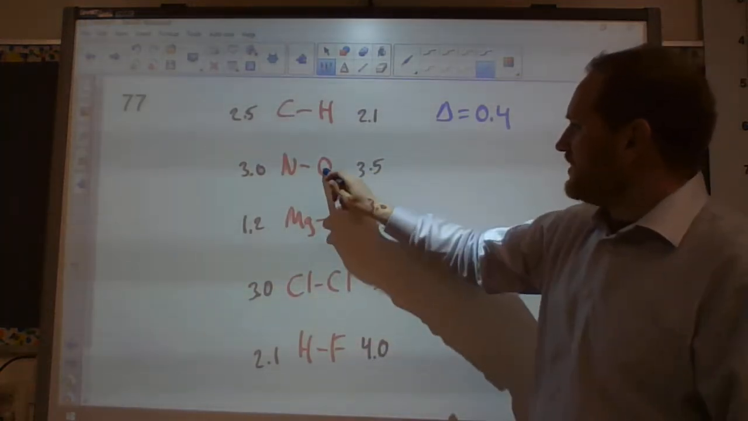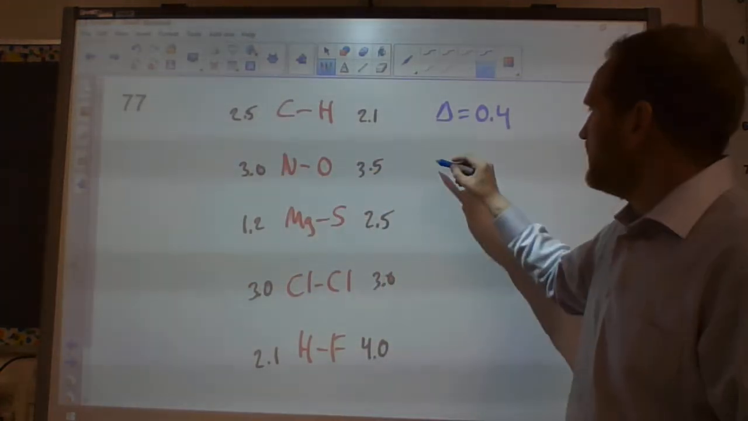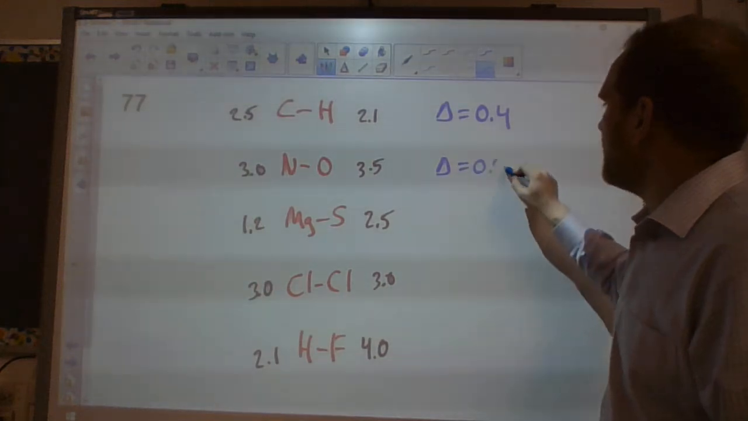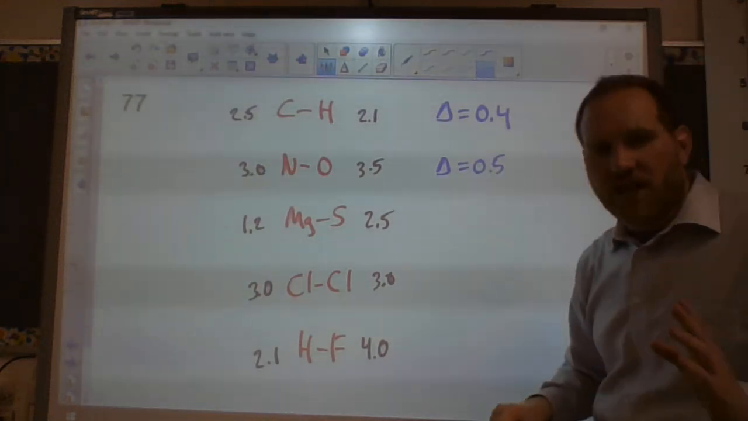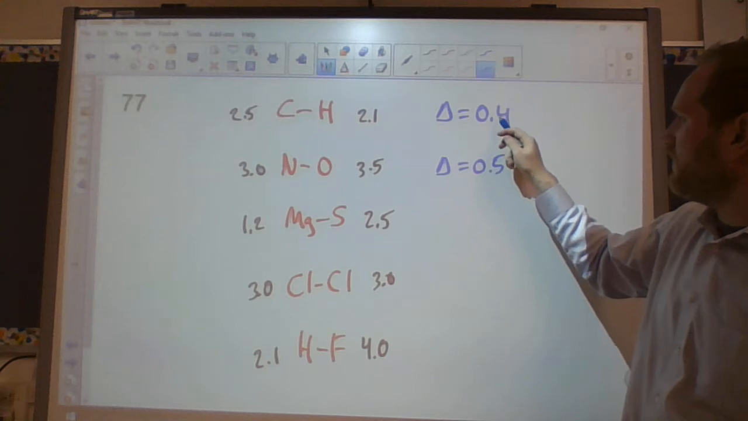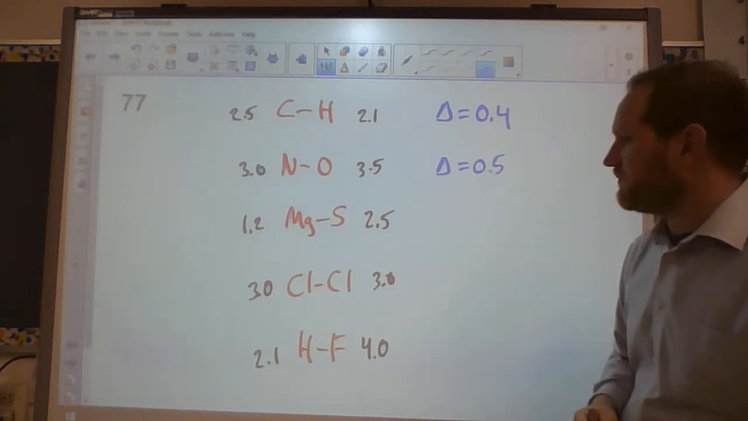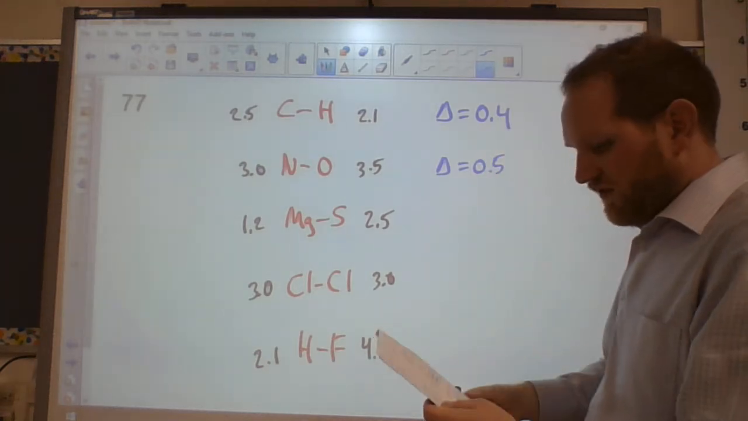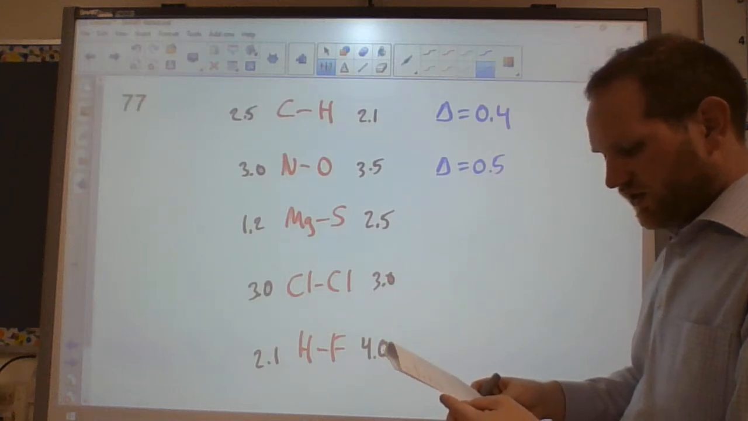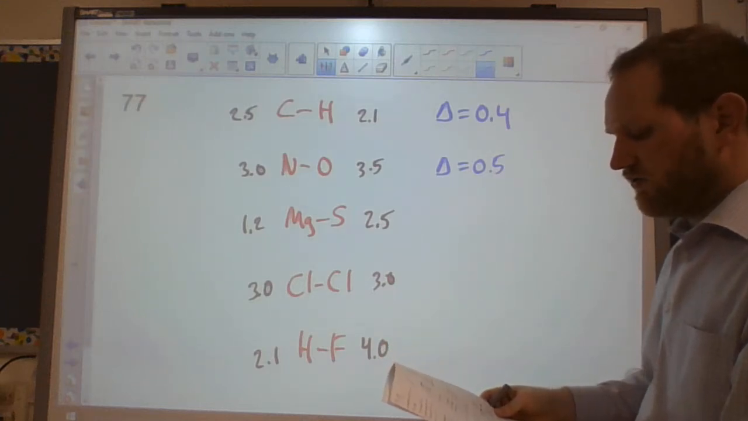Here, the oxygen is a little bit stronger than the nitrogen, and the difference is 0.5. So this is also going to be very slightly polar covalent. So we have polar covalent, but again, just slightly. Here we have a difference of 2.5, and that is going to fall in our ionic range.